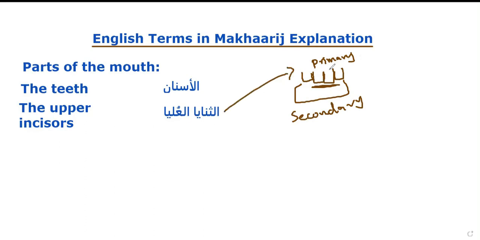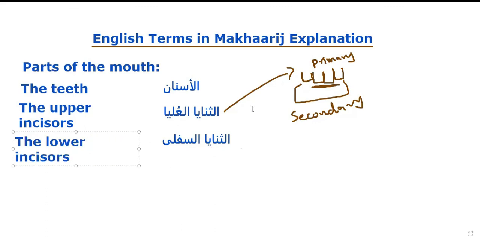As-sanaya are the primary incisors. As-sanaya sufla, who can say this? How do you say this in English? So there we said upper, now lower. The lower incisors. As-sanaya sufla, the lower incisors.